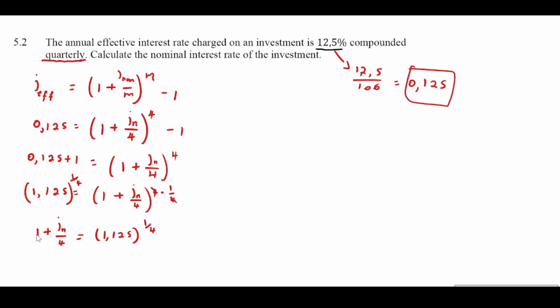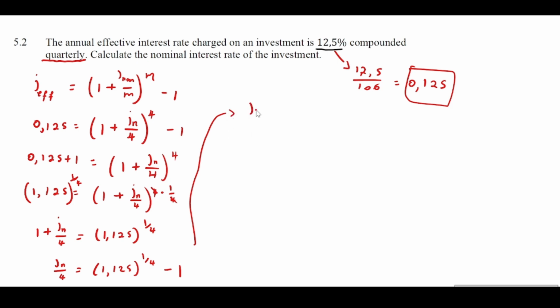And then you transpose 1 to the other side. So i over 4 is going to be 1.125 to the exponent of 1 over 4 minus 1. And then you multiply everything by 4. You multiply everything by 4.